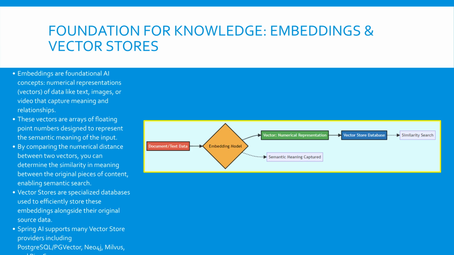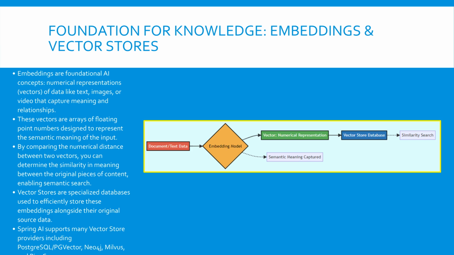When an application needs to store and quickly search millions of these vectors, it uses a vector store. The vector store keeps both the numerical vector and the original document content. Spring AI provides easy abstractions for interacting with these vector stores, supporting popular technologies like Postgres with the PG vector extension. This capability forms the absolute bedrock for integrating private data into AI applications, leading directly to the retrieval augmented generation pattern we will discuss next.